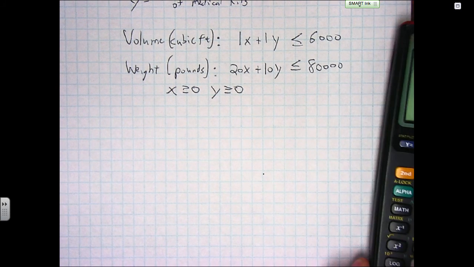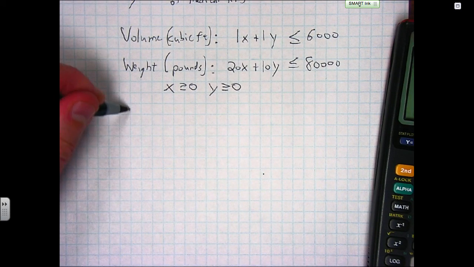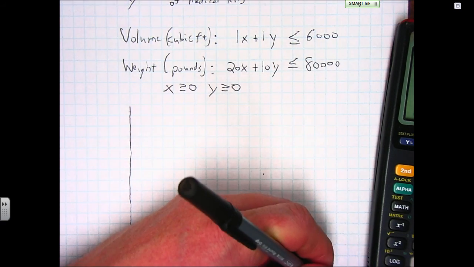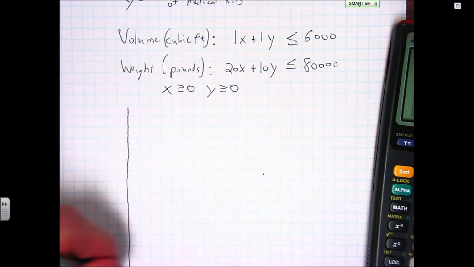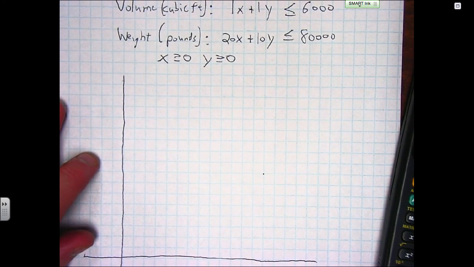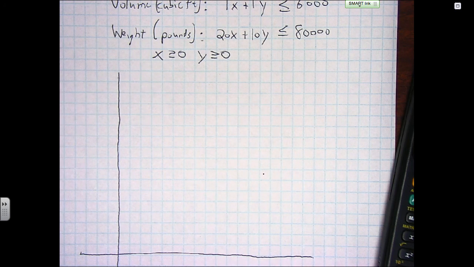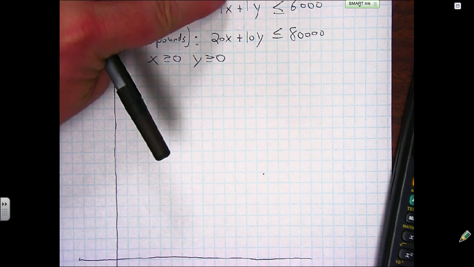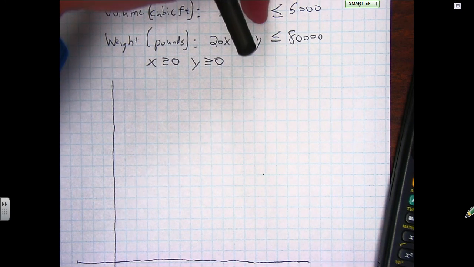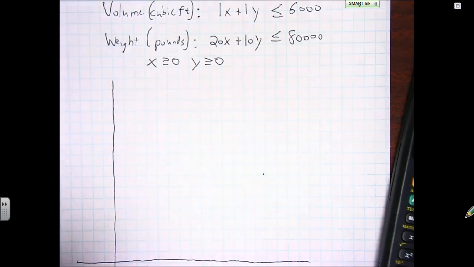Okay, welcome back. And so now we're just going to sketch the first quadrant, and I'm just going to sort of rough this in, get a reasonably accurate graph. And so I usually do these by the intercept method. And so we're going to have, for this first inequality, if I cover up the x, if x is 0, the y-intercept is going to be 6,000. And if I cover up the y, the x-intercept is also going to be 6,000.